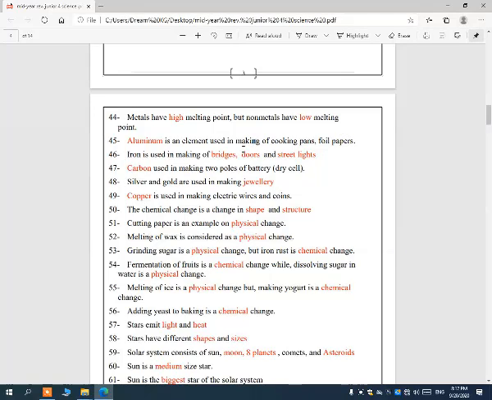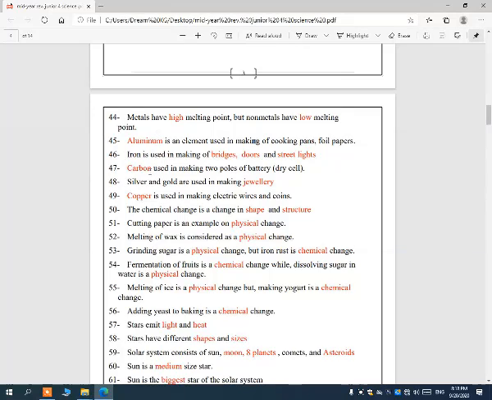Do you remember the table of the uses of the elements? Number 1, we have iron. Iron is used in making bridges, doors, and street lights. Aluminum is used in making cooking pots, foil, paper, and door knobs.